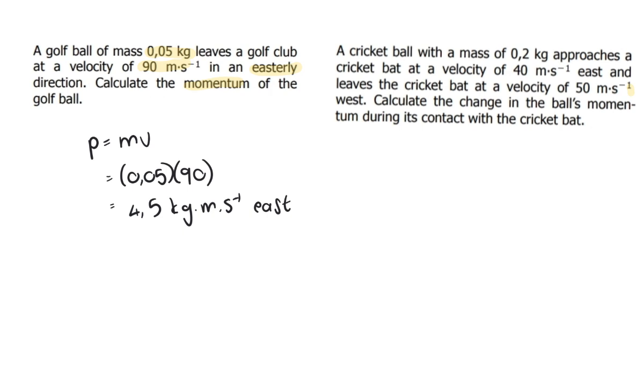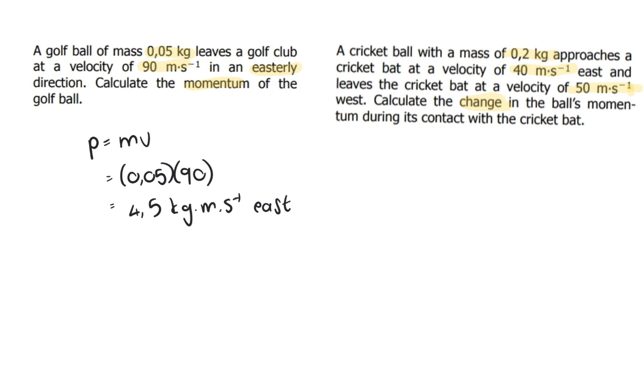Okay, so now for the next one, they say a cricket ball with a mass of 0.2 kilograms approaches a cricket bat at a velocity of 40 meters per second east and leaves the cricket bat at a velocity of 50 meters per second west. Calculate the change in the momentum. So whenever there's a change in velocity or they talk about change in momentum, you are going to use this equation.